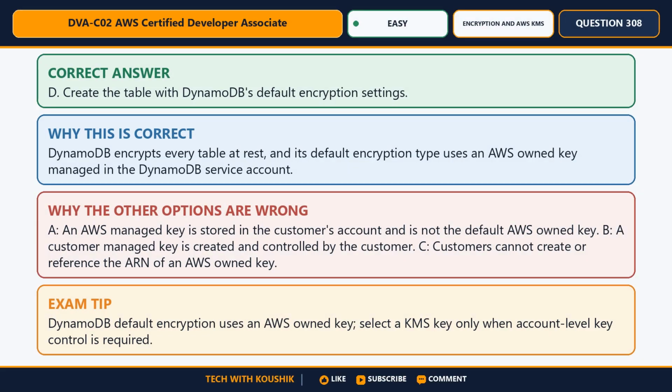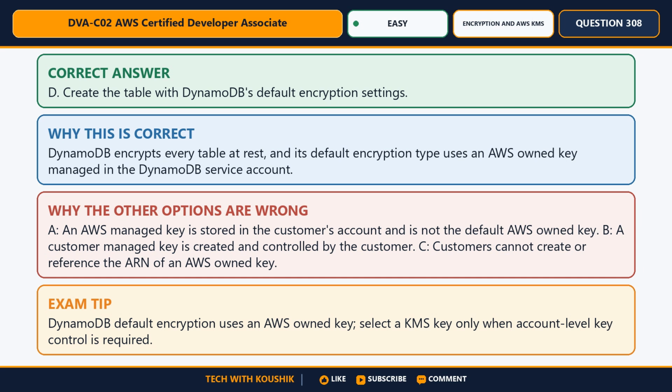The correct answer is D. Create the table with DynamoDB's default encryption settings. Here is why. DynamoDB encrypts every table at rest, and its default encryption type uses an AWS-owned key managed in the DynamoDB service account. Why are the other options not correct?